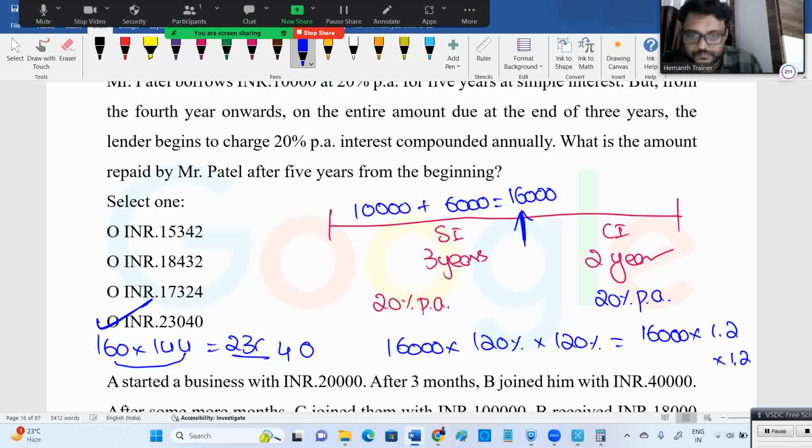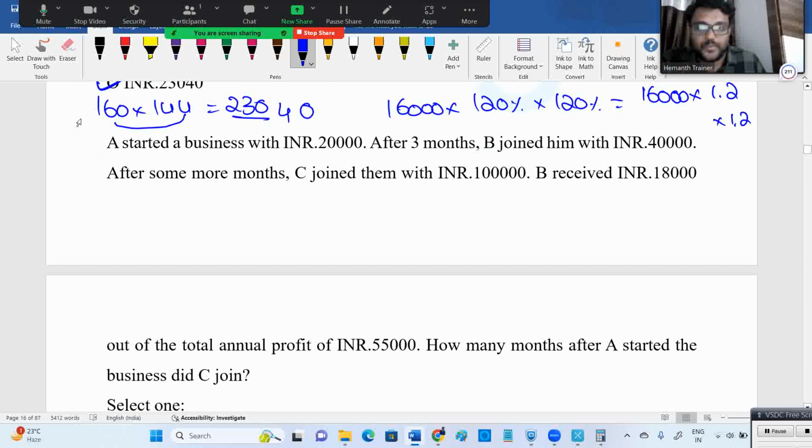23,040. First 3 years simple interest, then they are applying compound interest. In compound interest, a 20% increase means I can write 120%, again 120%, because of compound interest. A typical question related to compound interest it is.